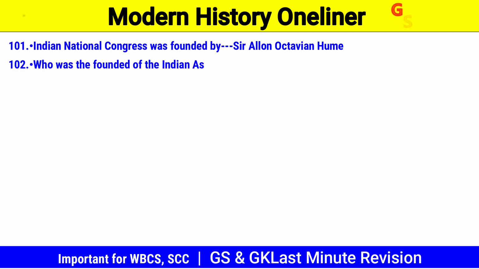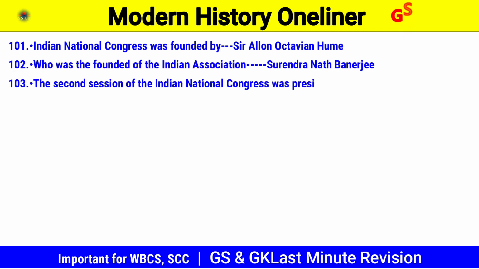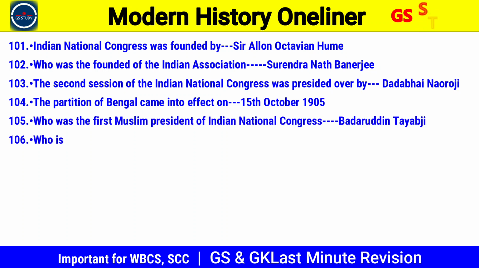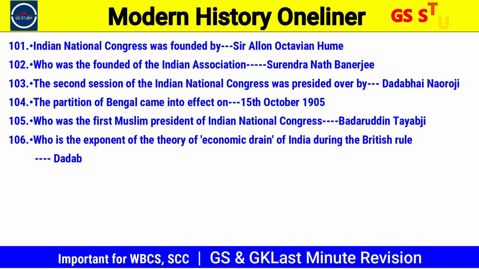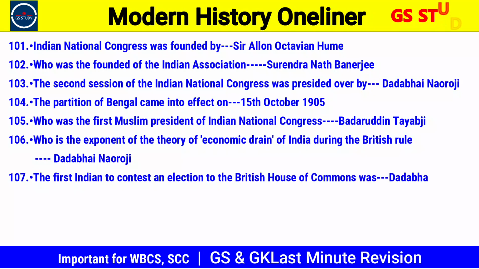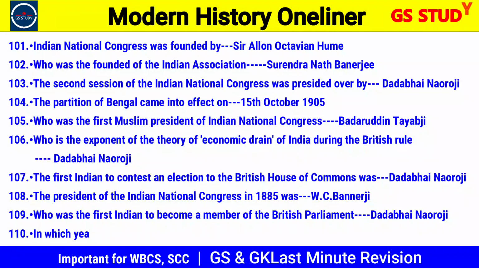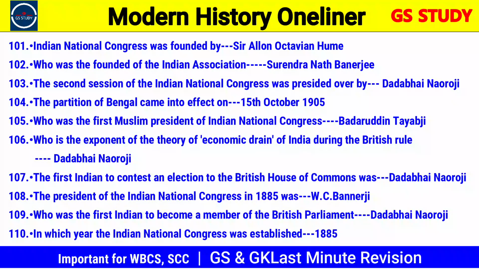101. Indian National Congress was founded by Sir Alan Octavian Hume. 102. Who was the founder of the Indian Association? Surendranath Banerjee. 103. The second session of the Indian National Congress was presided over by Dadabhai Naoroji. 104. The partition of Bengal came into effect on the 15th of October 1905.